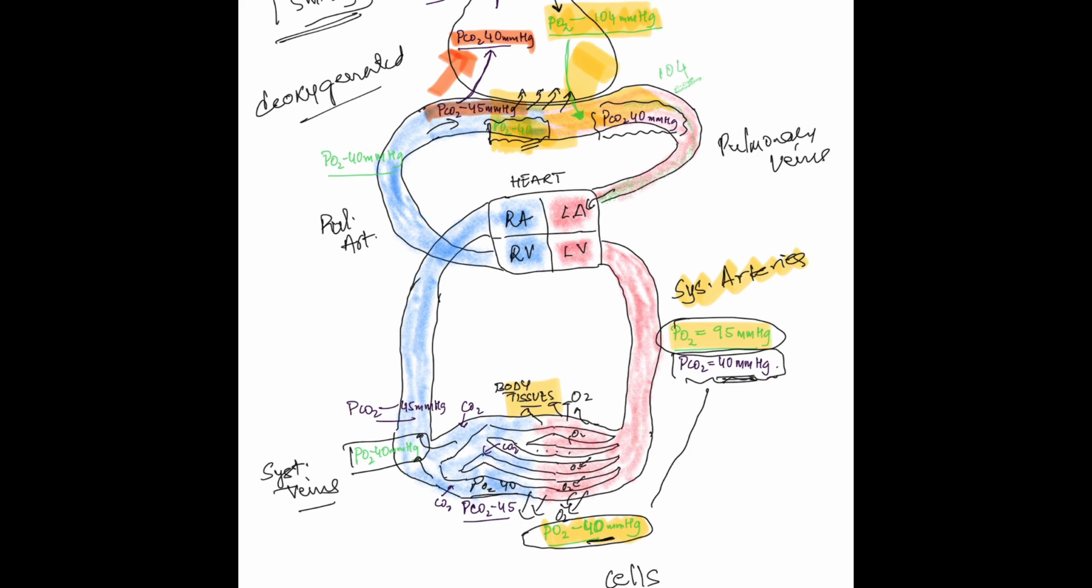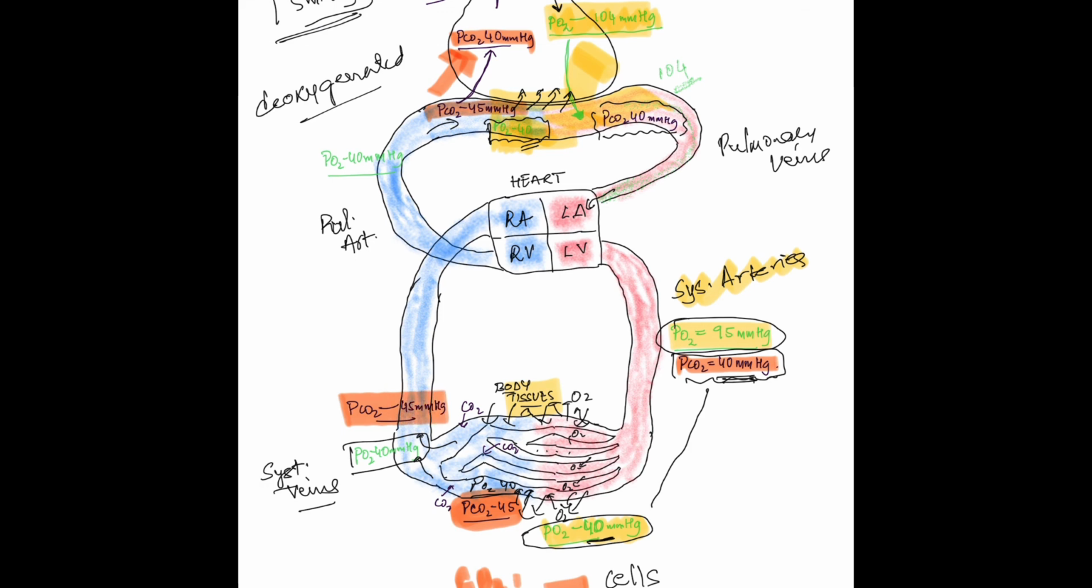Carbon dioxide is continuously produced by the cells, and PCO2 in the tissues is 45 millimeters of mercury. So arterial end of capillaries have PCO2 of 40 mmHg. Therefore, carbon dioxide diffuses from high concentration to low concentration and diffuses from the tissues into the capillaries. And this diffusion continues till PCO2 of the blood in the capillaries reaches 45 millimeters of mercury. This blood then drains into the systemic veins. Therefore, PCO2 of systemic veins is 45 millimeters of mercury.